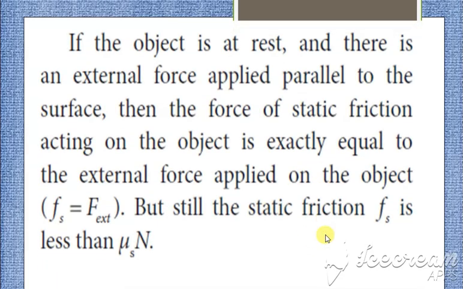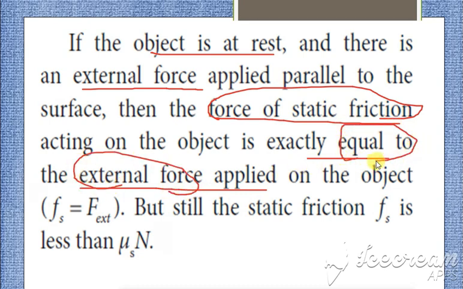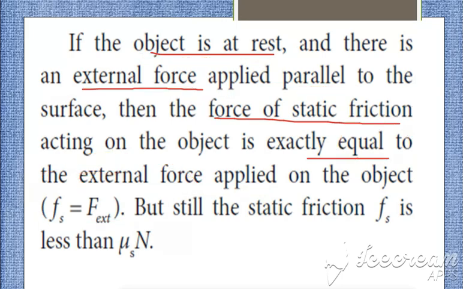Then the second condition is if the object is at rest and there is an external force. In the first condition, the object is at rest, there is no external force, so static friction is zero. Here the object is at rest and there is an external force, so the force of static friction is equal to the external force. So f of s is equal to the external force. Yes, clear with the second condition?